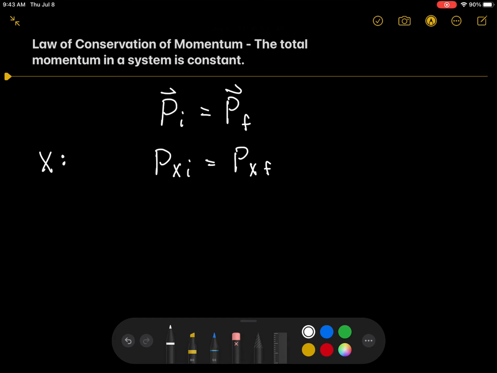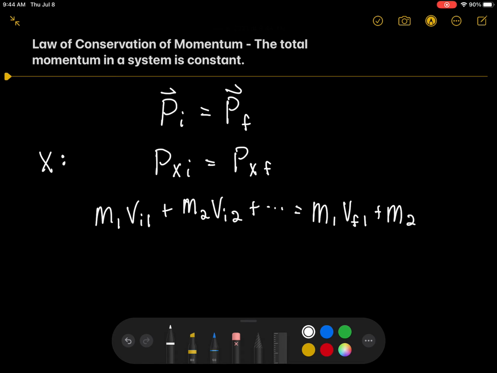And if we break this up even further, we'll just get the mass of the first particle with some initial velocity plus the mass of the second particle with some initial velocity plus yada yada yada, it really depends how many particles you have in the system, is equal to the mass of the first particle with its final velocity plus the mass of the second particle with the final velocity plus yada yada yada. Again, it depends on how many objects you have in the system. So the total momentum that we start with in this system has to equal the final momentum that we get after every collision in the system.